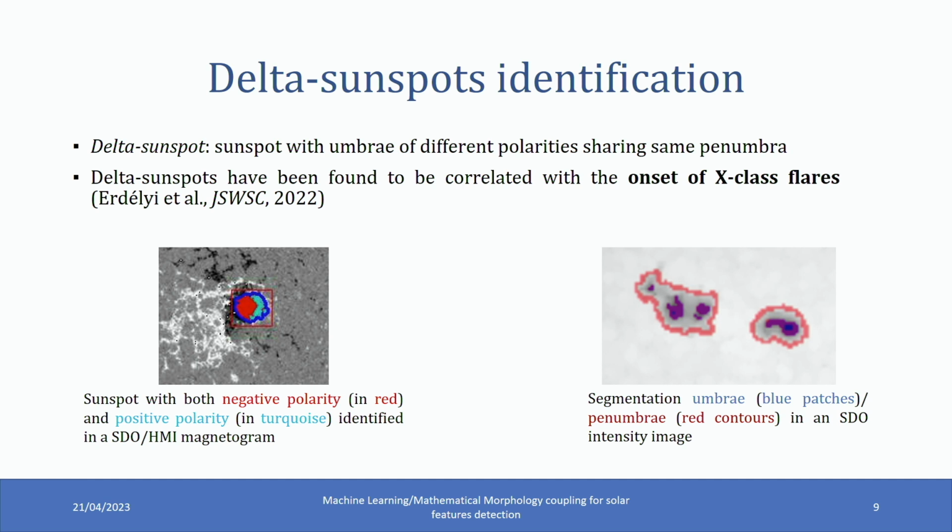Because a delta sunspot is a sunspot with umbra of different polarities that share the same penumbra. So we need to combine these both images. And then the idea is to find the polarity inversion line and to calculate properties of this polarity inversion line inside the delta sunspots, like for example its length. And we would like to do that at several heights in the solar atmosphere, in the chromosphere especially. And then try to find the correlation with X-class flares.